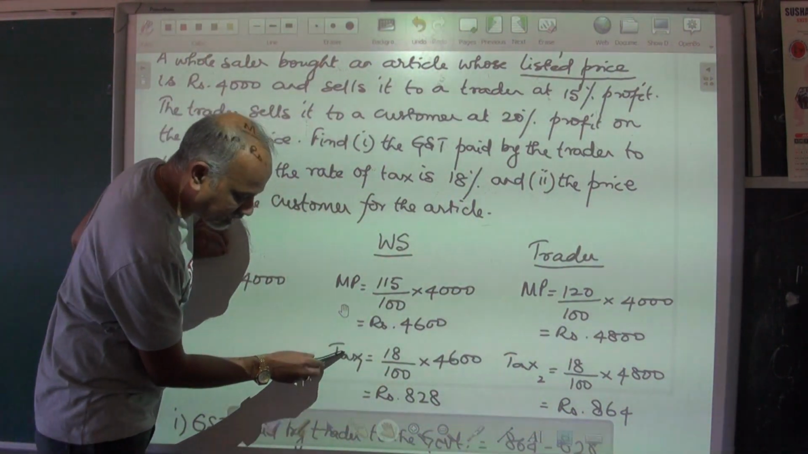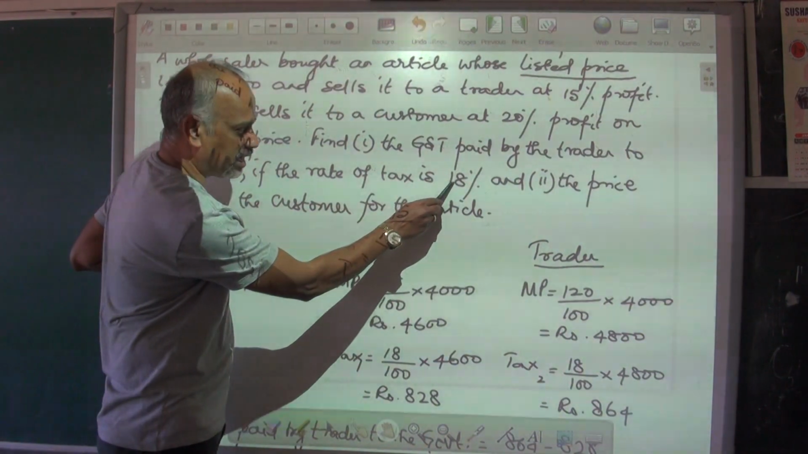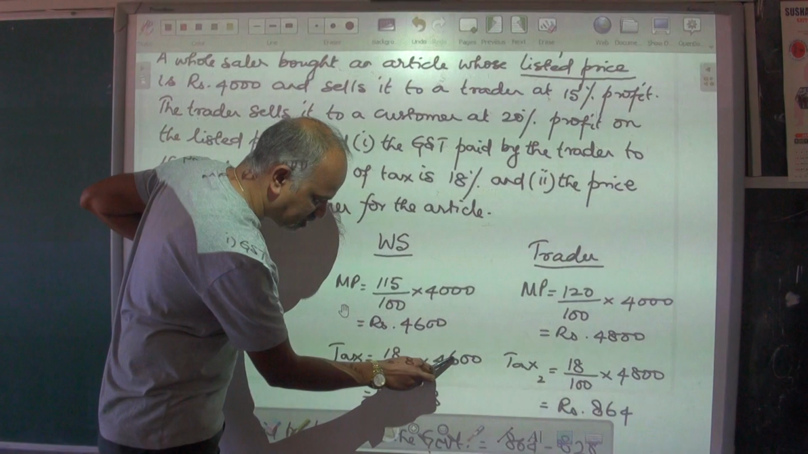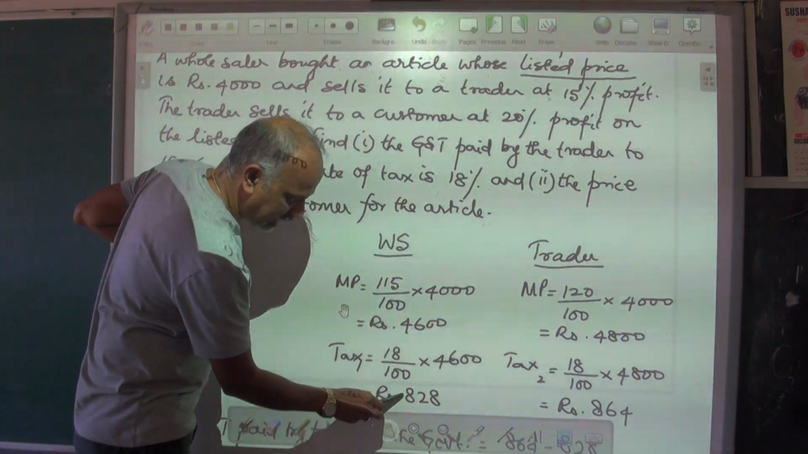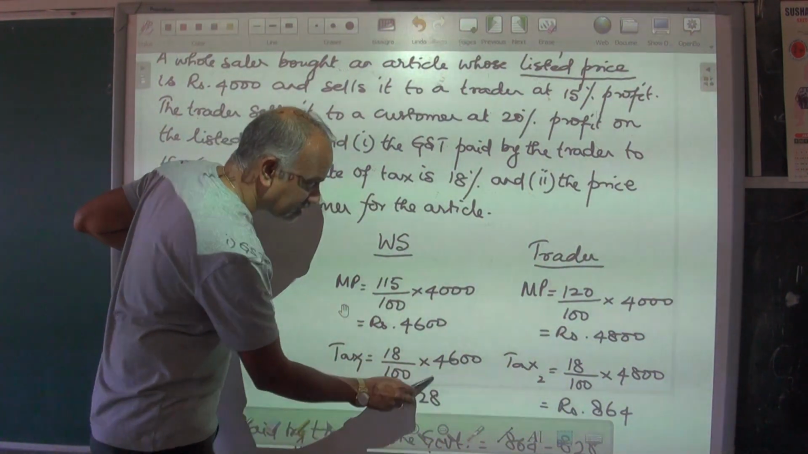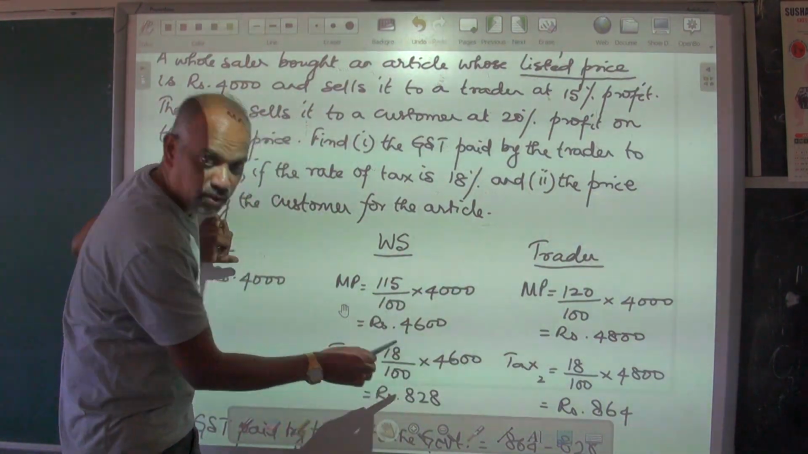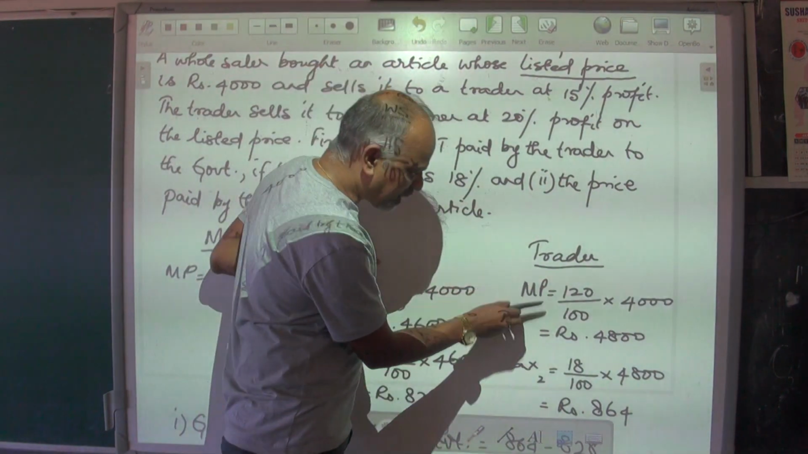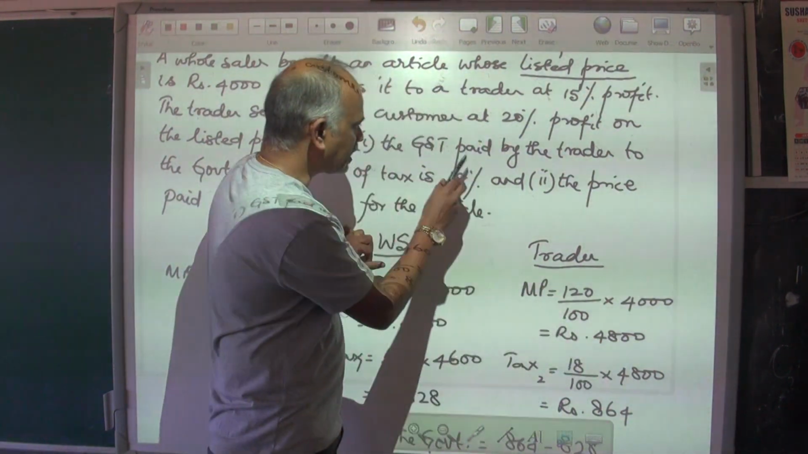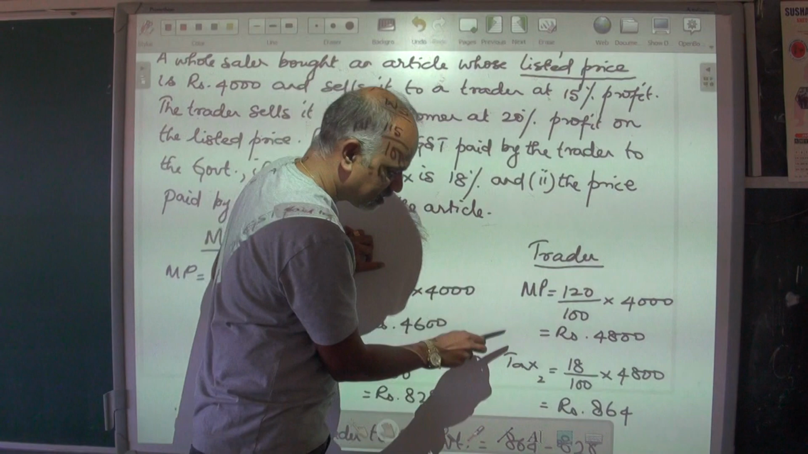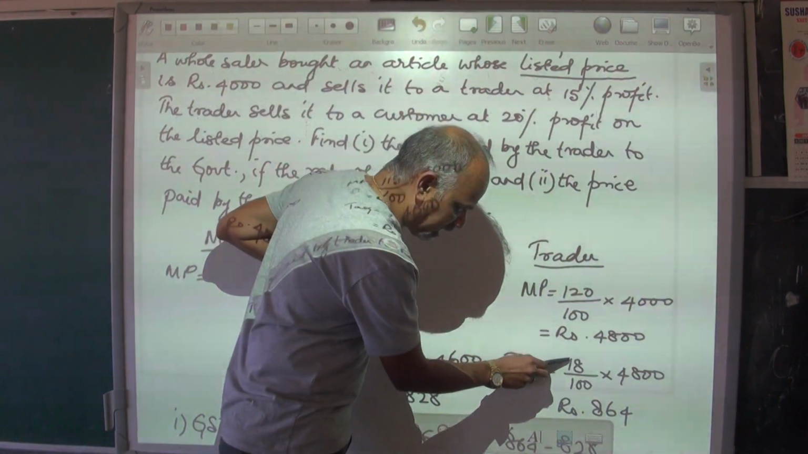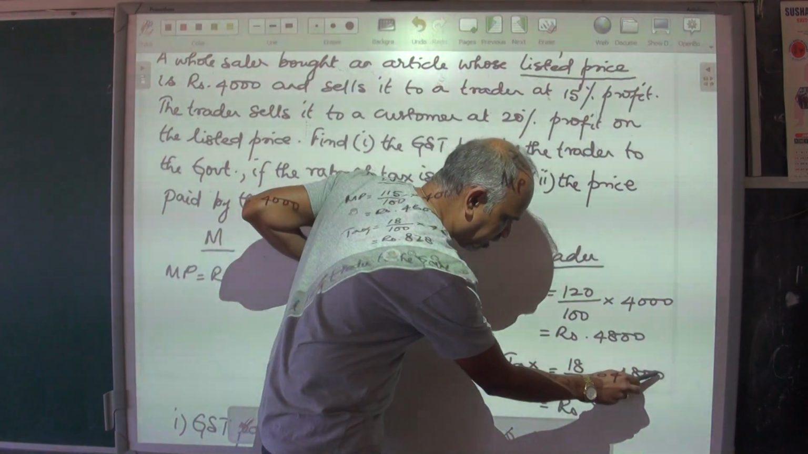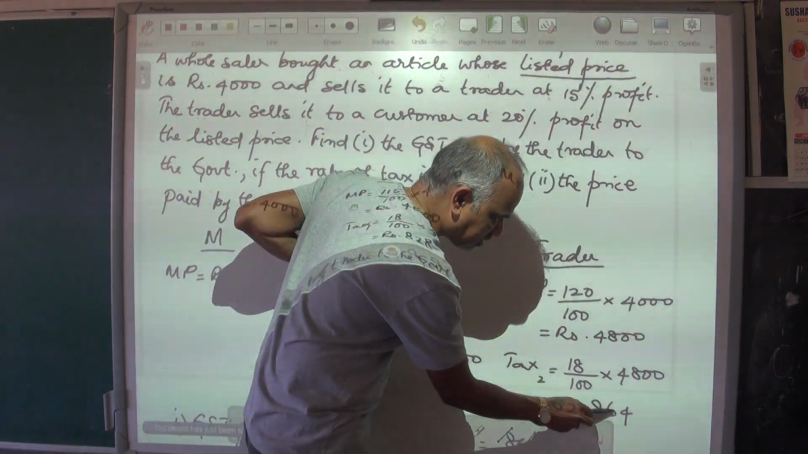So tax in the first case here, the percentage is 18%. 18 by 100 of the mark price, which is 4,600, will give you rupees 828, the tax that the trader has paid the wholesaler. In the second case, the mark price is 4,800. Tax percentage is the same, 18%. So tax in the second case is 18 by 100 of the mark price 4,800. That gives you rupees 864.